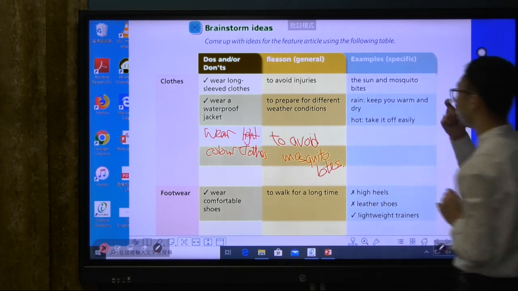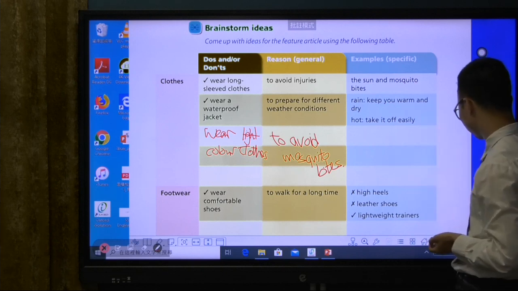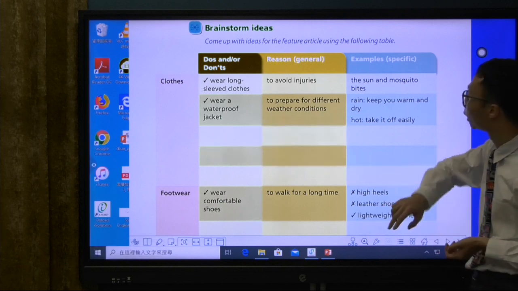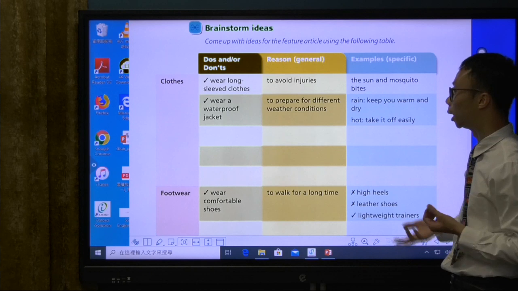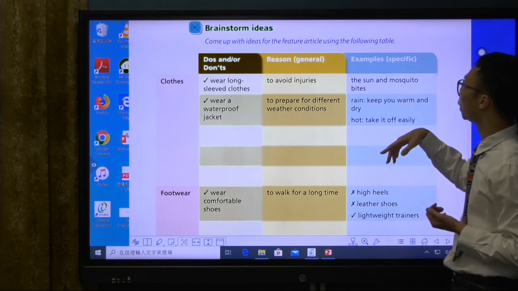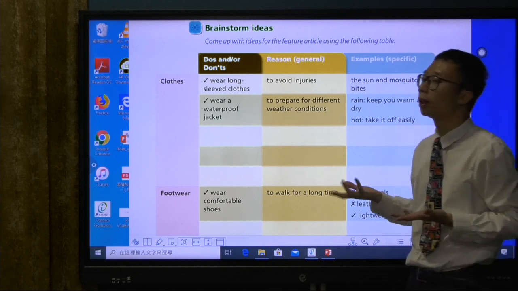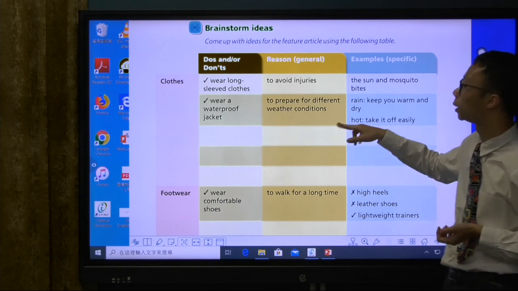And lastly, you put a specific example here. You explain how to avoid bites, because mosquitoes stay away from light colors. You can put it this way.